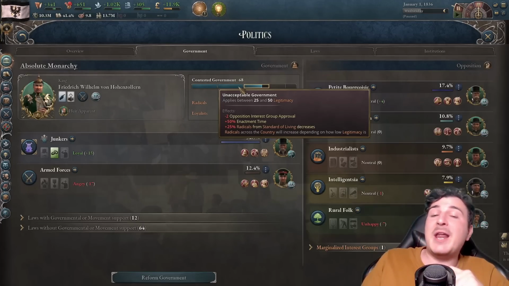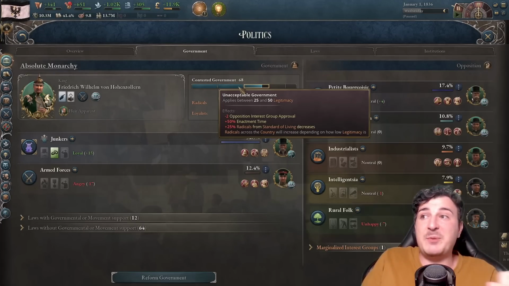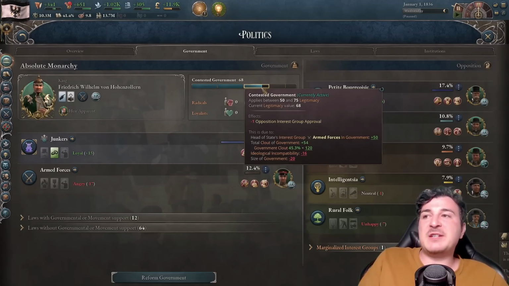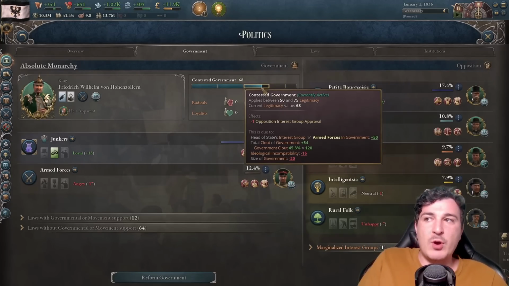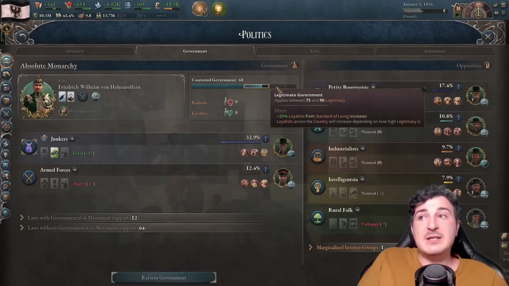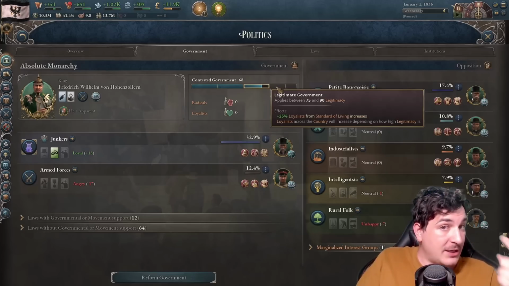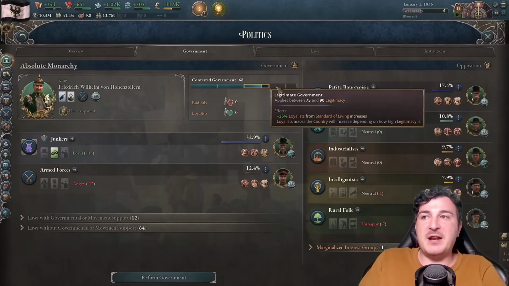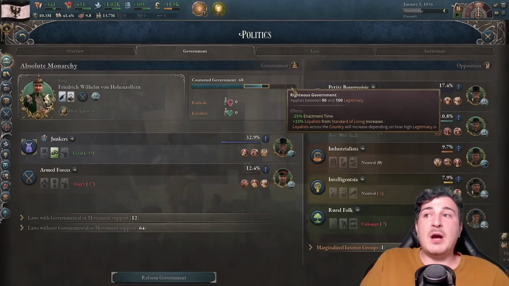The time to enact legislation increases by 50%, as well as every single interest group in the opposition gets -2 approval. Between 50 and 75, you just get -1 opposition interest group approval. 75 and 90, you get loyalists, so that is a good buff, plus 25% from standard of living increase. And 90 to 100, you get enactment time reduction.